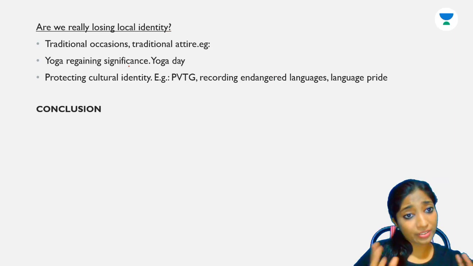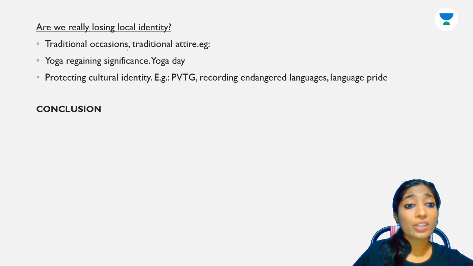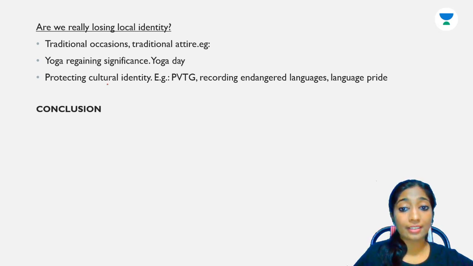Now comes, are we really losing our local identity? In that you can talk about how we are celebrating traditional occasions. Even now we wear traditional attire on that particular day and celebrate it. How yoga is gaining significance again. Yoga Day is being celebrated now. And how we are protecting our cultural identity, like our language pride, and recording the endangered languages, documenting them, and the primitive vulnerable tribal groups, how we are protecting them, all that you can talk about.